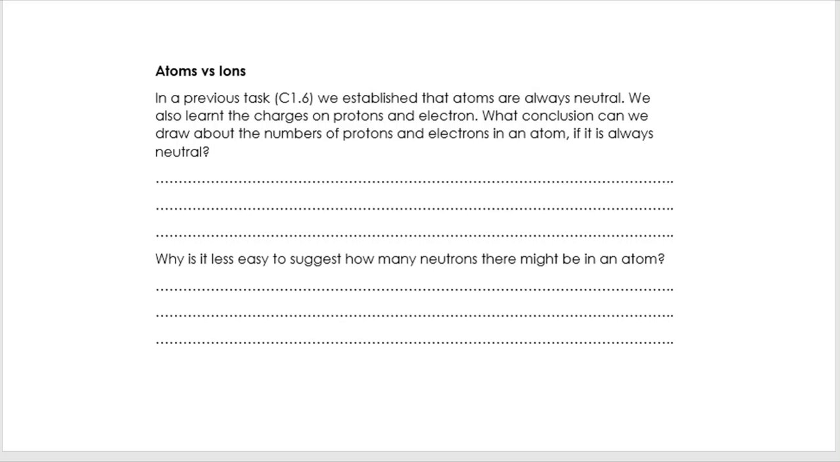And you can see here, carrying on from the previous video, we know that an atom is always a neutral charge. We also found out that protons have a charge of +1 and electrons have a charge of -1. So what does that tell us about the number of protons and electrons in an atom? And what we're looking for here is that the number of protons is equal to the number of electrons. Now, if we know that the number of protons is equal to the atomic number, we also know that the atomic number tells us the number of electrons in an atom.